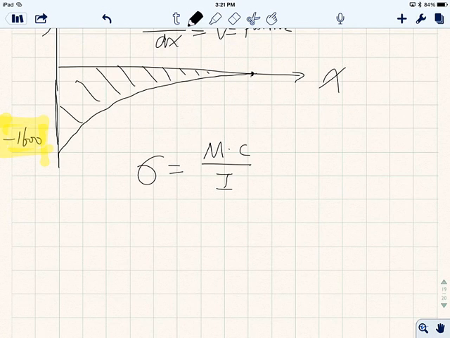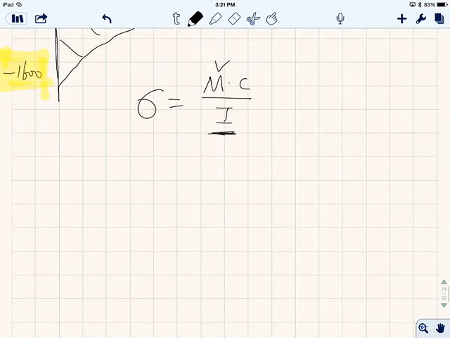So probably we already know what M is based on the moment diagram we did, right? And like I mentioned, C is the distance to the neutral axis, which I'll show you. You can get it right away. Another quantity we don't know is I, so probably we need to calculate I. All right, so Iz equals 1/12 base times height cubed.